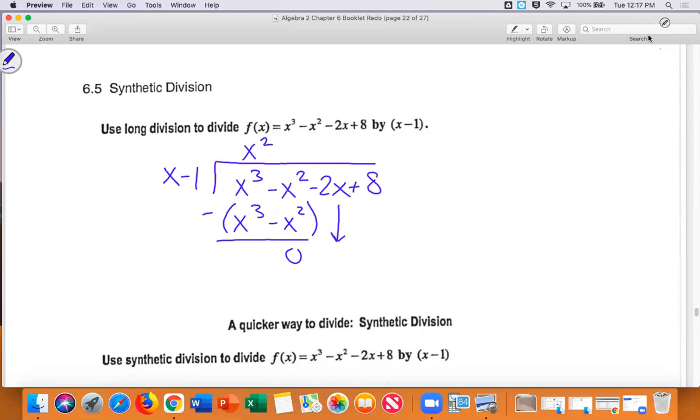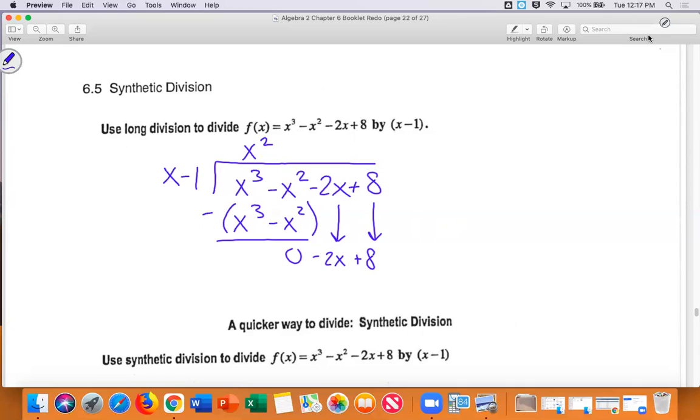Bring that down. And I can bring that down because I had 2 parts to my equation, right? So I didn't just have to bring down that negative 2x. I just brought down the negative 2x and plus 8 because I have an x and a -1.